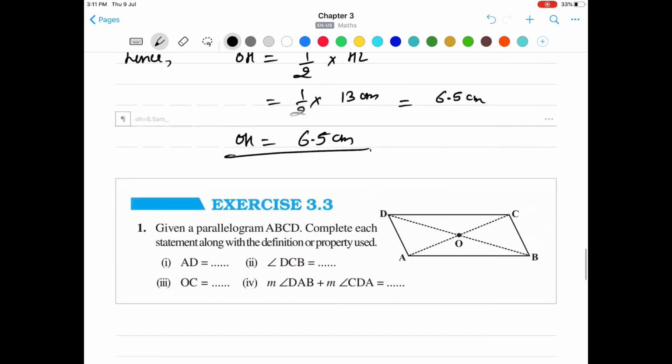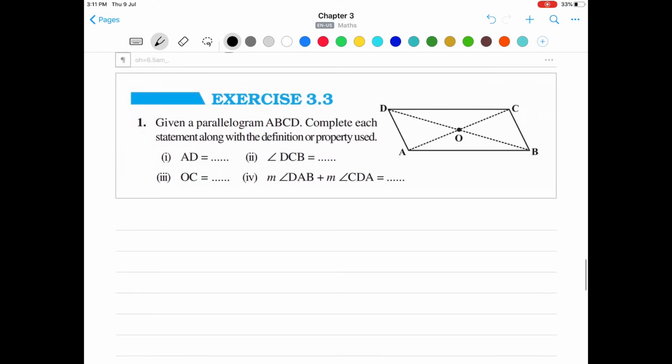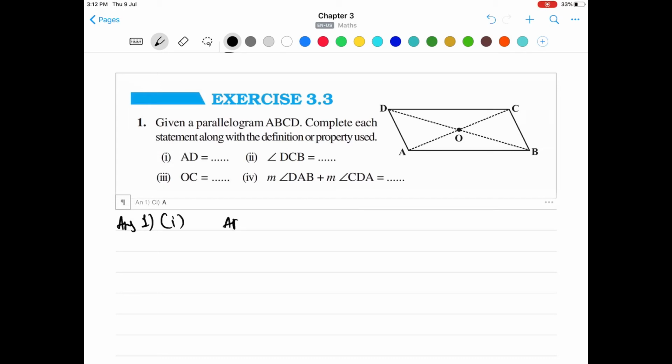Now let's start with exercise 3.3. In this figure we are given a parallelogram ABCD. Complete each statement along with the definition or the property used. So the first one is, we are given AD equals what? So let's write the answer. Number 1, part 1, we have AD equals something. So we'll first locate the AD.